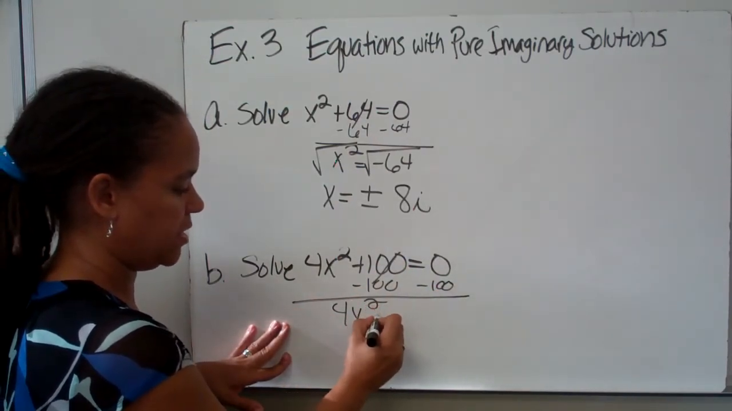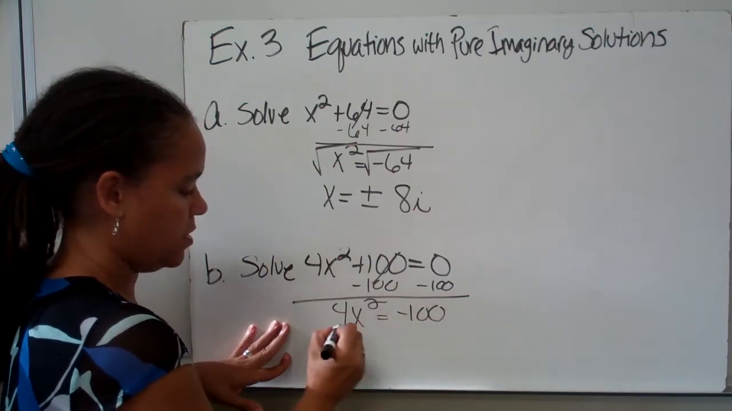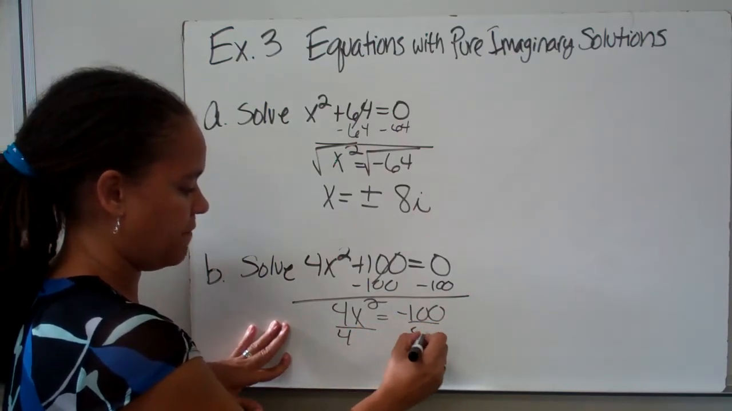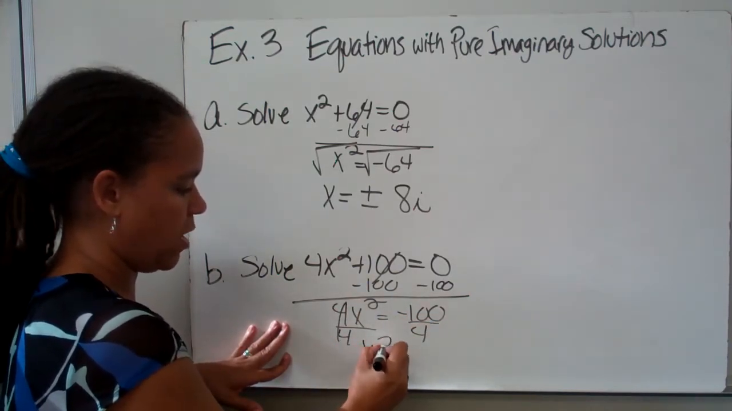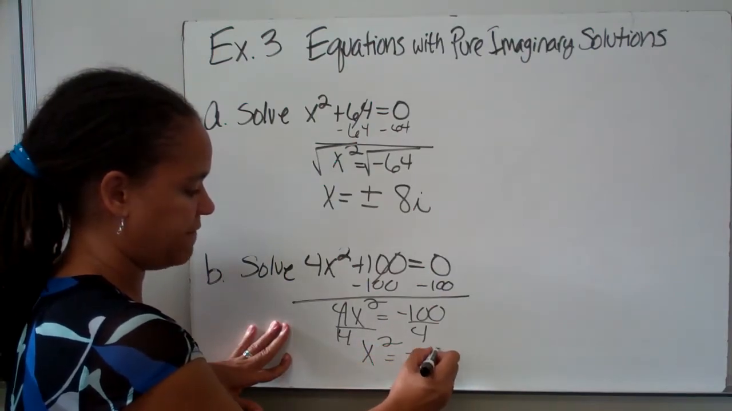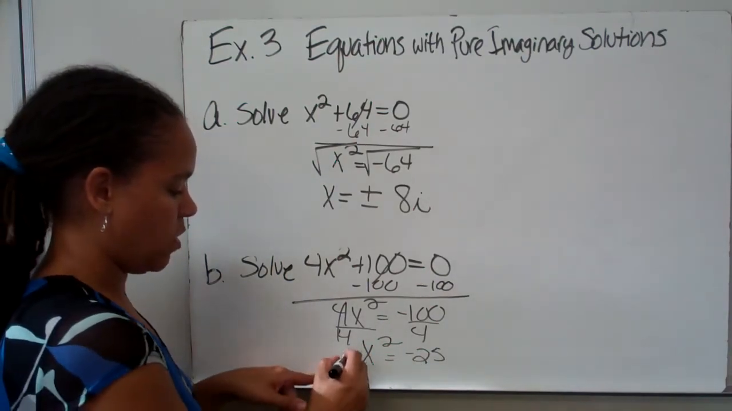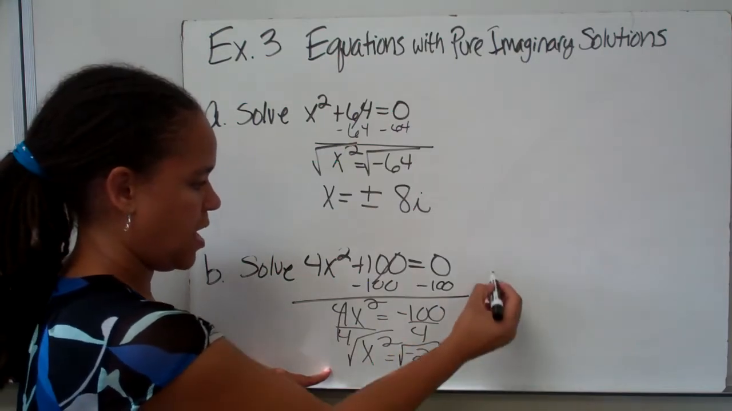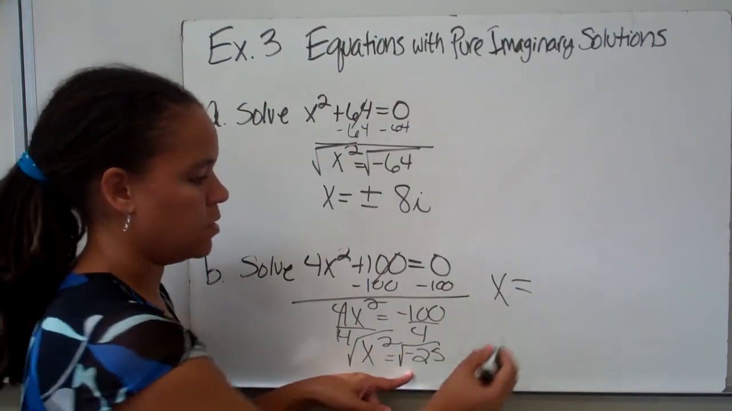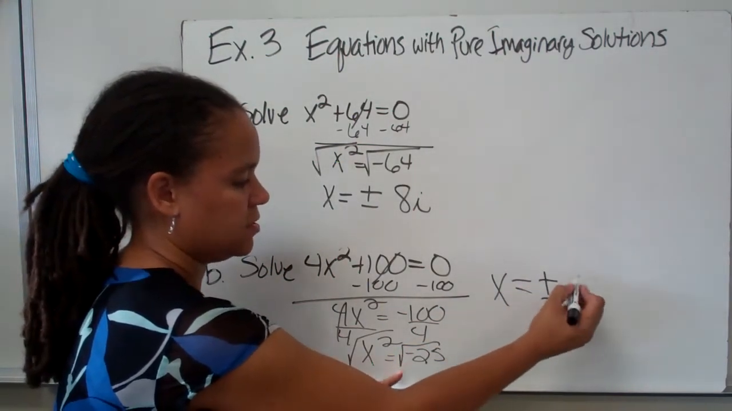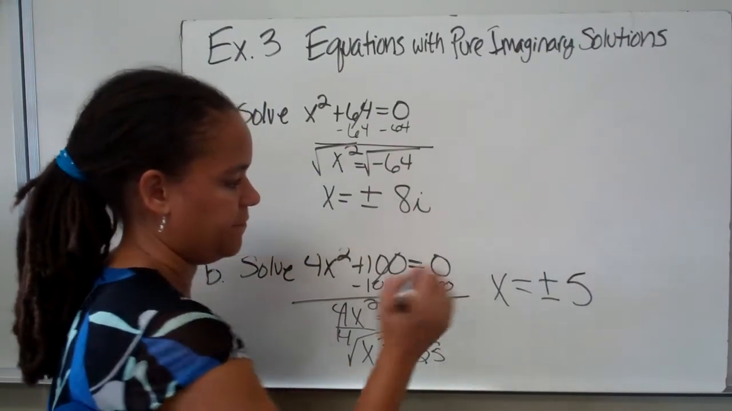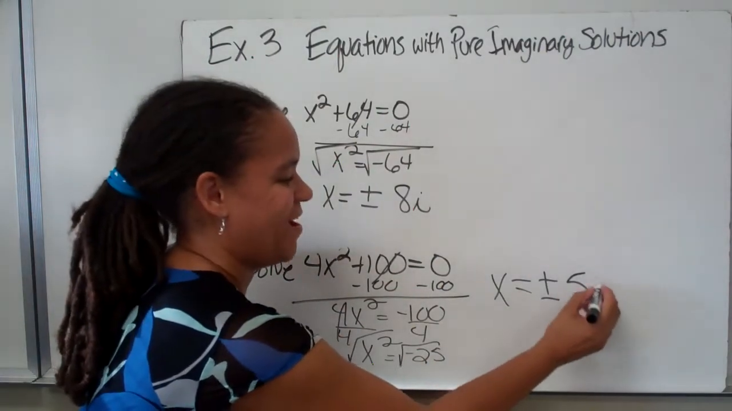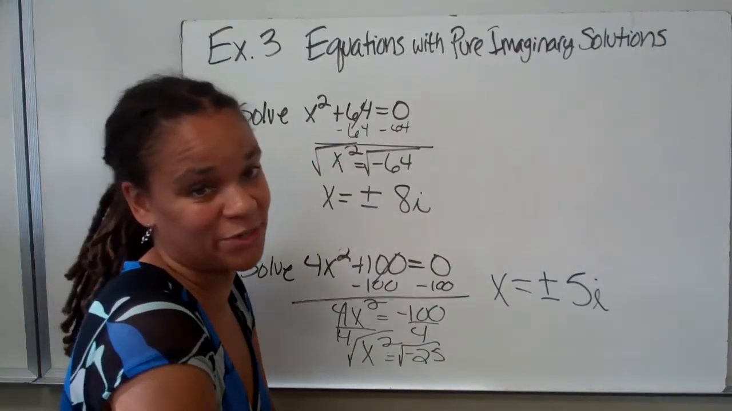So here, I would subtract 100. 4x squared is equal to negative 100. Divide by 4, divide by 4. x squared is equal to negative 25. Take the square root. x is going to be equal to plus or minus 5i. And that will be our final answer.